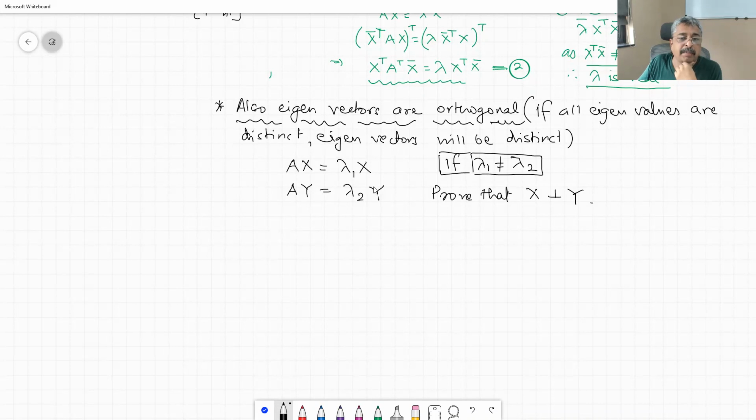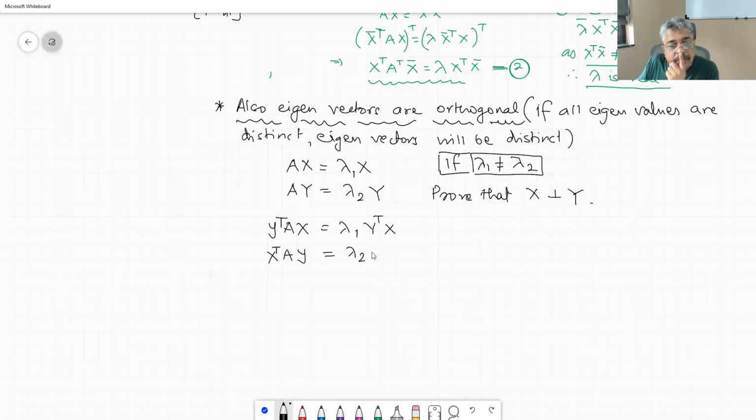Okay, and therefore multiplying the first equation by Y transpose, we get Y transpose A X is equal to lambda 1 Y transpose X. Multiplying the second equation by X transpose, X transpose A Y is equal to lambda 2 X transpose Y. Okay. Now you will observe in the RHS that the first equation has got Y transpose X and the second equation has got X transpose Y. Therefore, we should take the transpose of one of them.